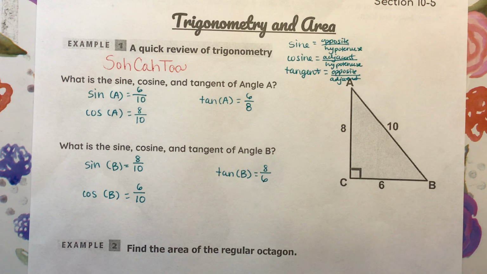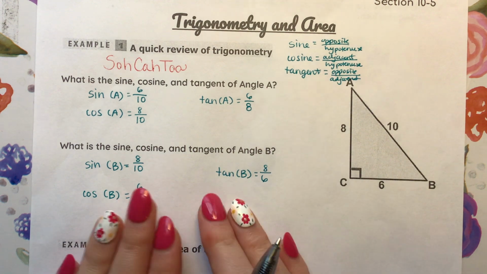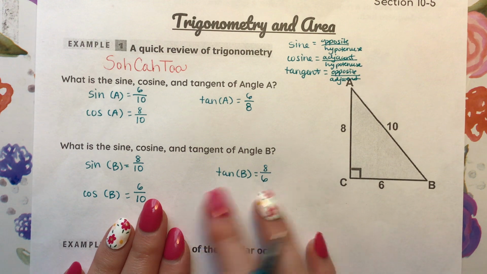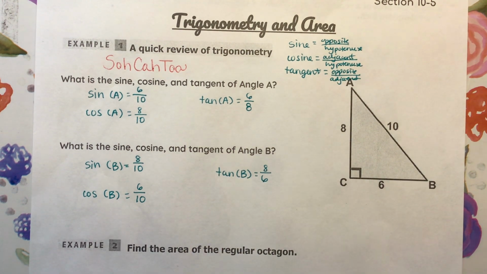We covered that stuff in chapter 8, I believe it was, which was all about triangles and trigonometry and right triangles. So this is just to review sine, cosine, and tangent. We're going to need to use this to solve for some of our next examples.